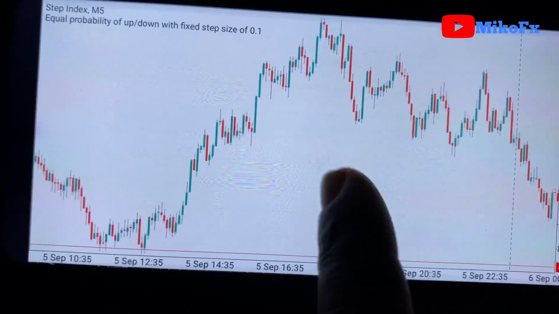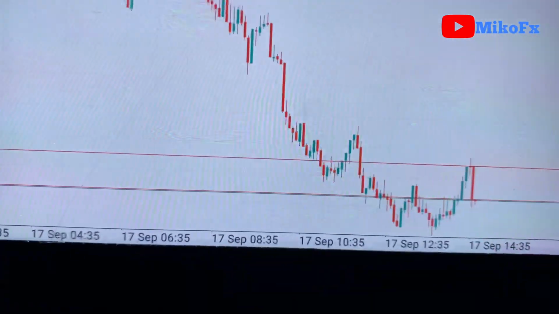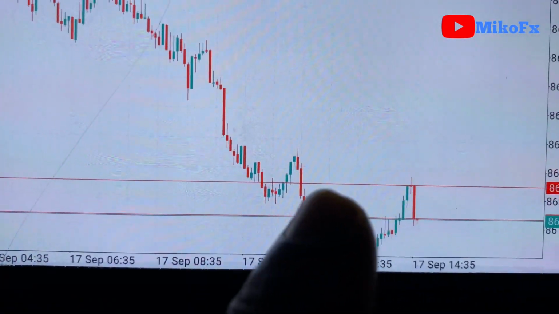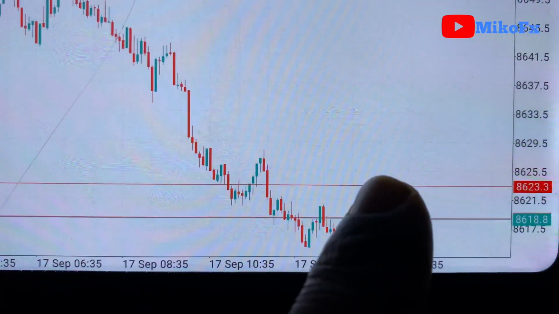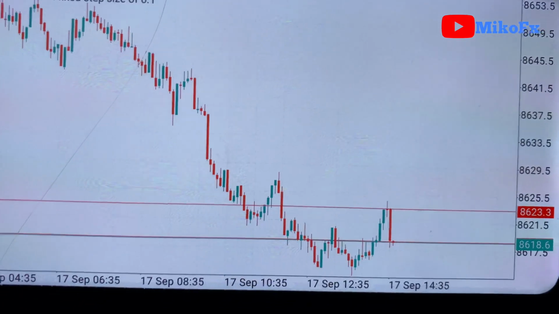That is why I entered the same thing here. See, 1, 2, 3, 4. So this is a strong key level on step index. So that's why I entered a sell at this level. I couldn't record it because it really moved very fast. I entered a sell at this level because I know it's going to reverse, and it actually did. So I have taken my profit already.